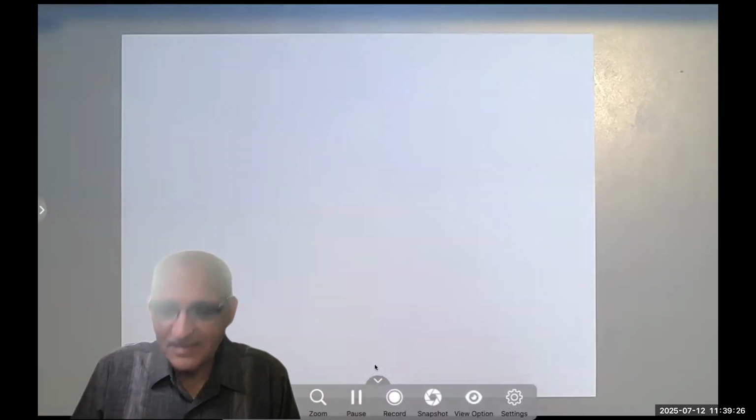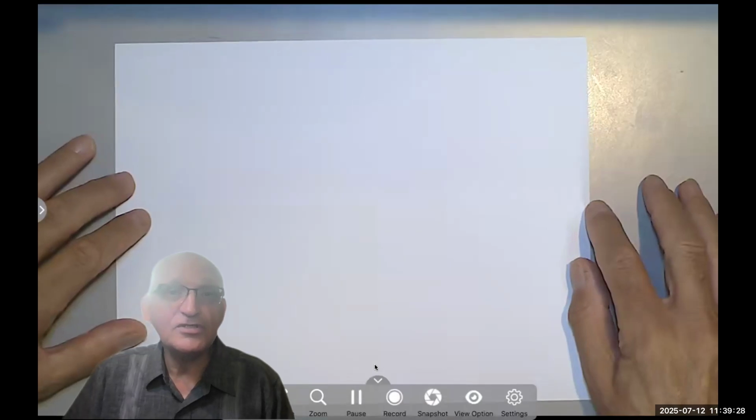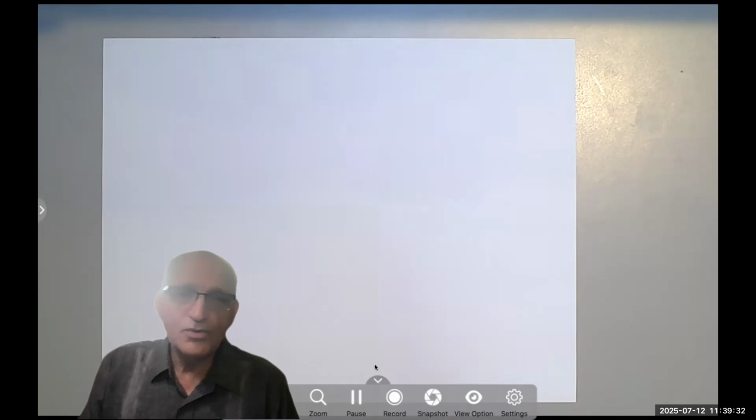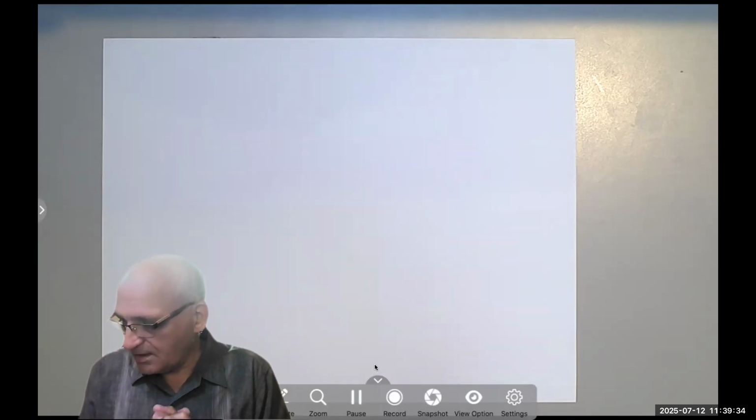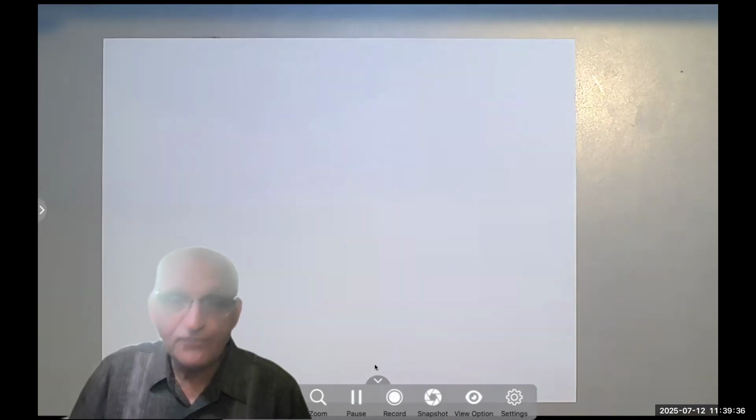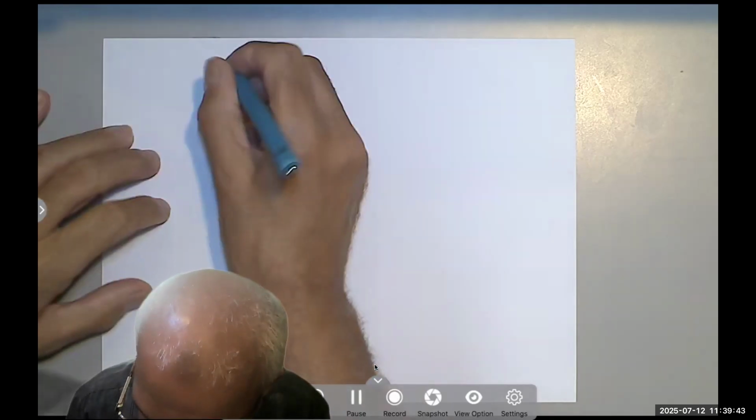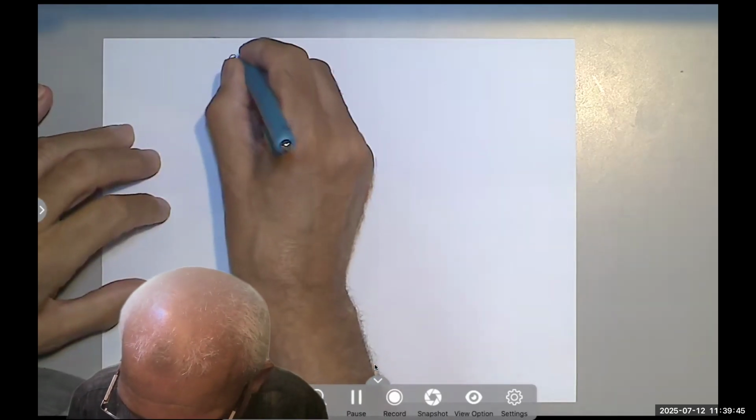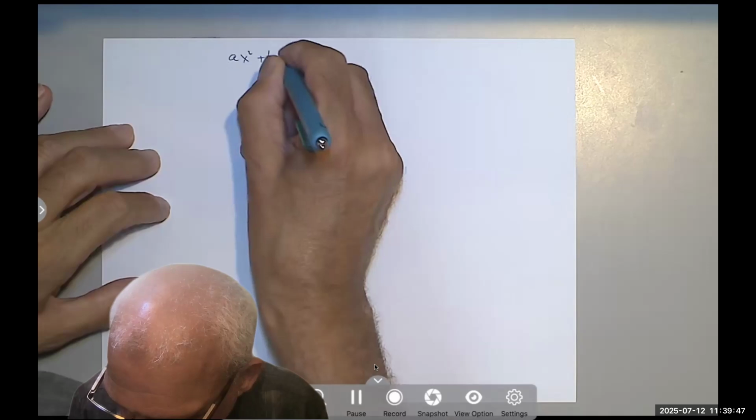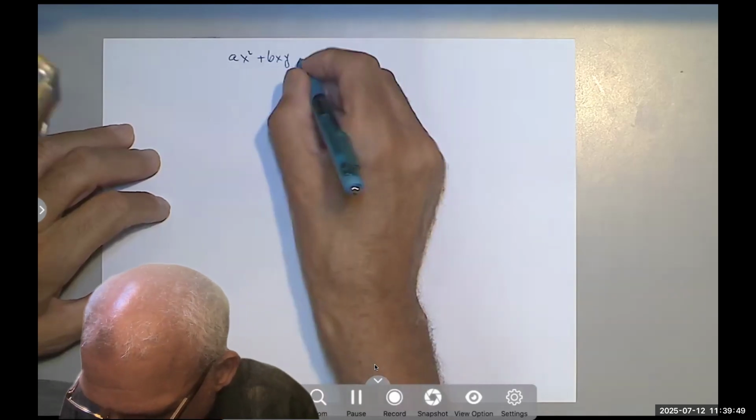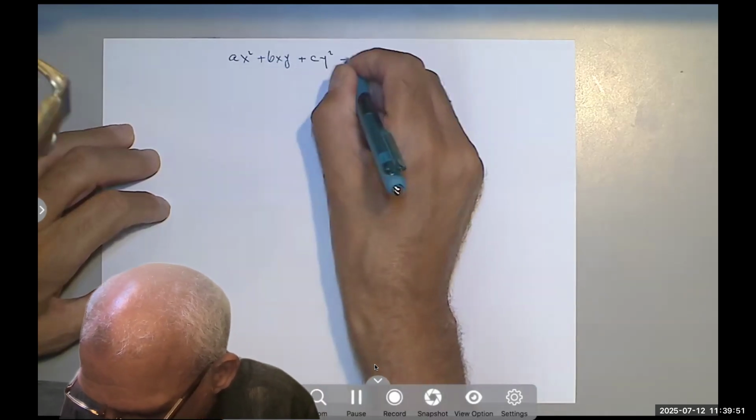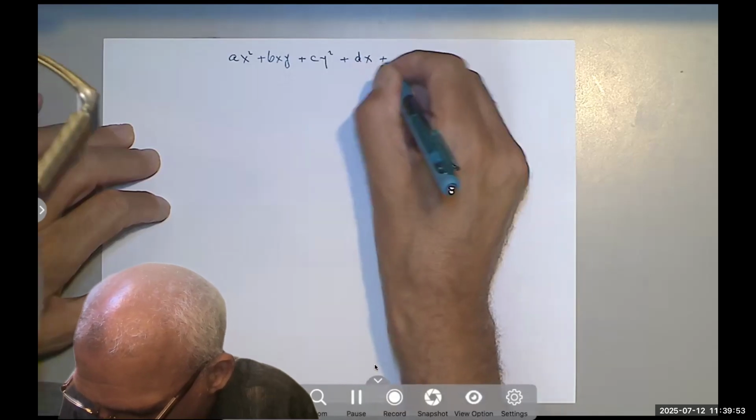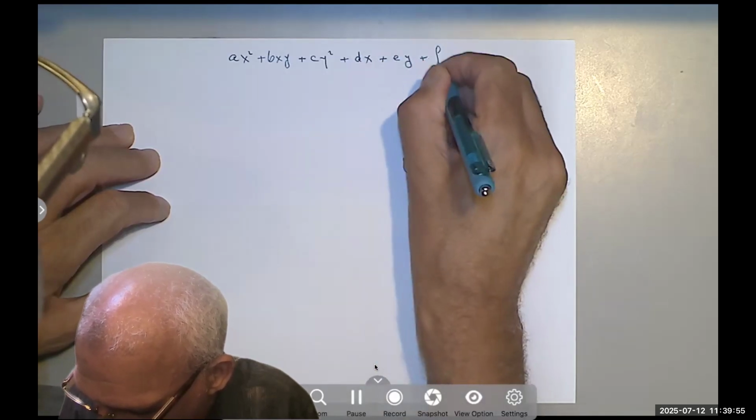Hello, everyone. Today we are going to continue our discussion of conic sections, and we will do the parabola. Just to remind you of what we said earlier, we may have a lot of terms that look something like that. And this is basically for any conic section: plus dx plus ey plus f equals 0.